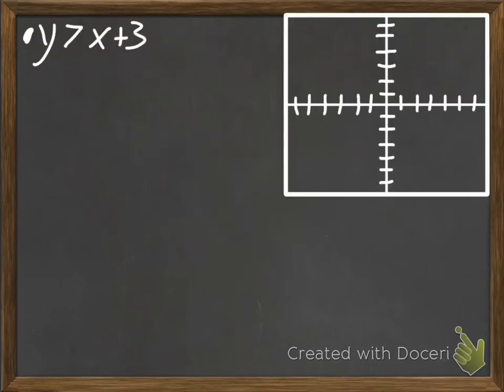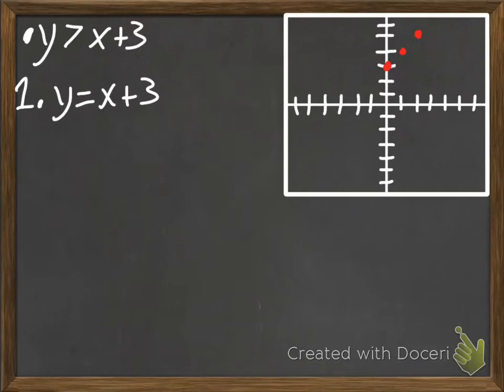Okay, so let's do an example. Here we have y is greater than x plus 3. So step one, I'm just going to rewrite it and pretend that it's y equals x plus 3. So we're going to graph it like we would in slope-intercept form. We go up to 3, and we put our dot. Then our slope is 1 over 1. So we go up 1 over 1, up 1 over 1.